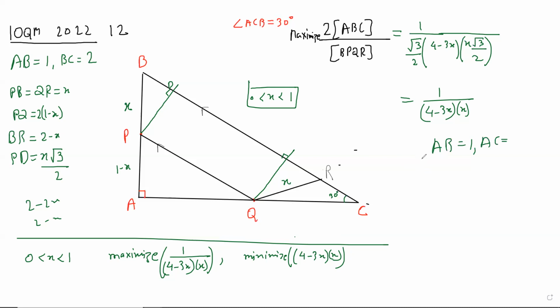No, x is not going to come in the area of ABC. Sir, AC will be root 3. Yeah, AC will be root 3, right? And so the area will be, so this is incorrect. So there is still a problem. The area will be root 3 by 2, right? Yes, x will not come there.